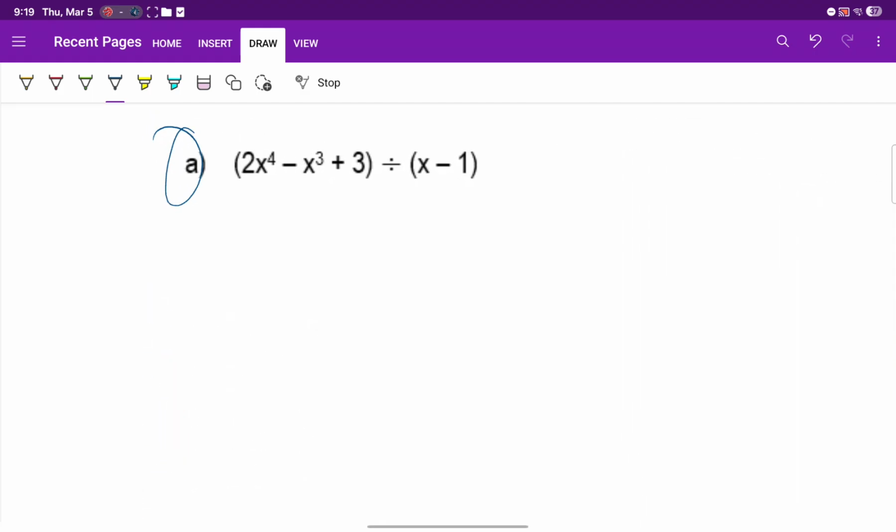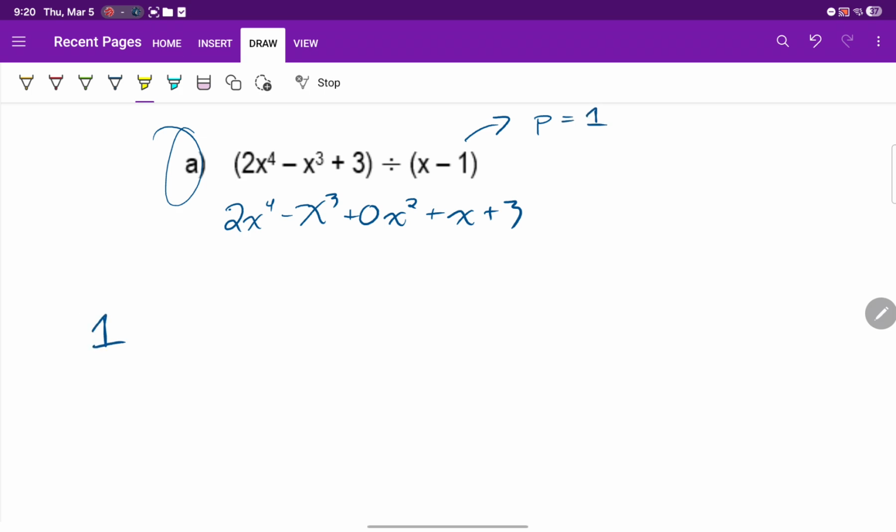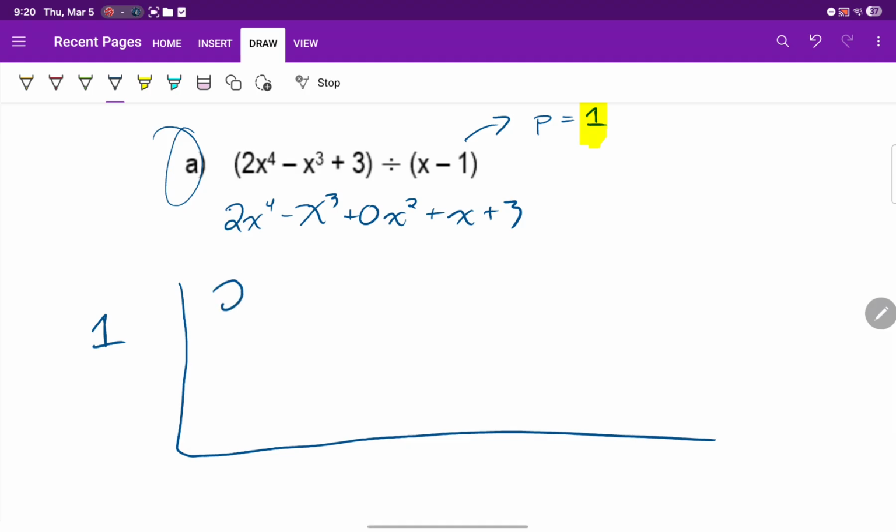Okay. So this one here, I'm going to go 2x4 minus x3 plus 0x squared plus x plus 3. Okay, I got those written out. My p-value is going to be equal to 1. So I use 1 here. Boom. Okay. Draw my little box. Boom. Use my coefficients. 2, -1, 0, 1, and 3.